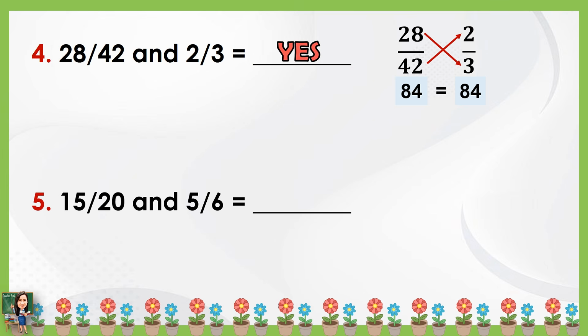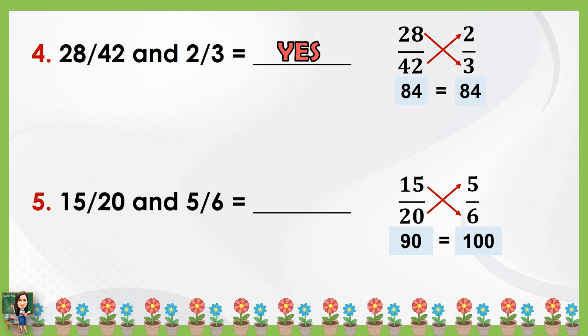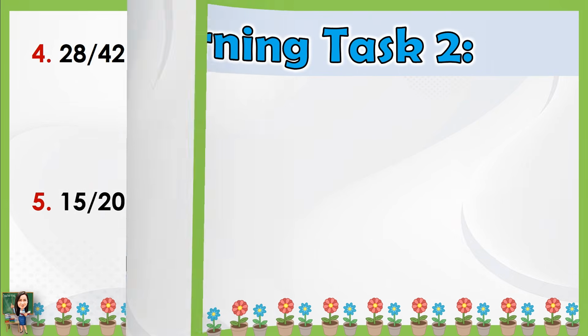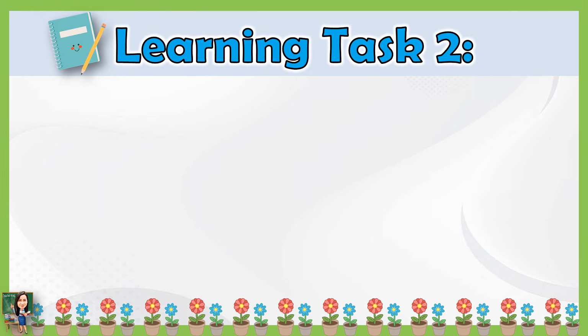Number 5. 15:20 and 5:6. In fraction form, 15/20 and 5/6. Cross product. 15 times 6 equals 90, and 20 times 5 equals 100. Is it proportion or not? Very good. The answer is no. It is not proportion.